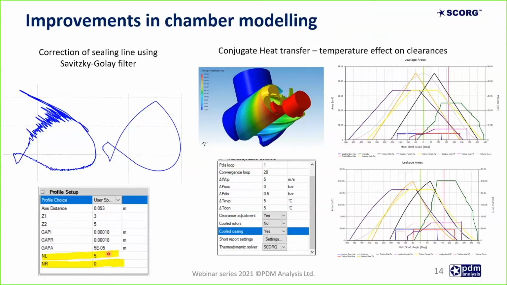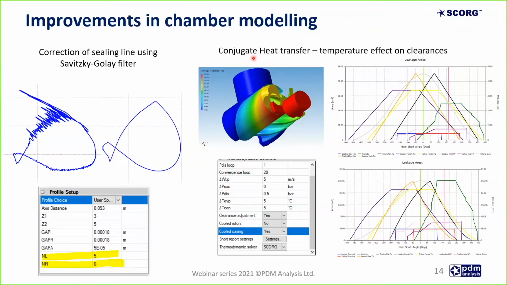For good profiles, like profiles generated using proper gearing theory, you should set these two values, NL and NR, in profile setup to 0, because then the sealing line will be good. But if you face any issues with an imported profile, then you can play with these two just for this particular case, and the rest of the cases will not be affected.